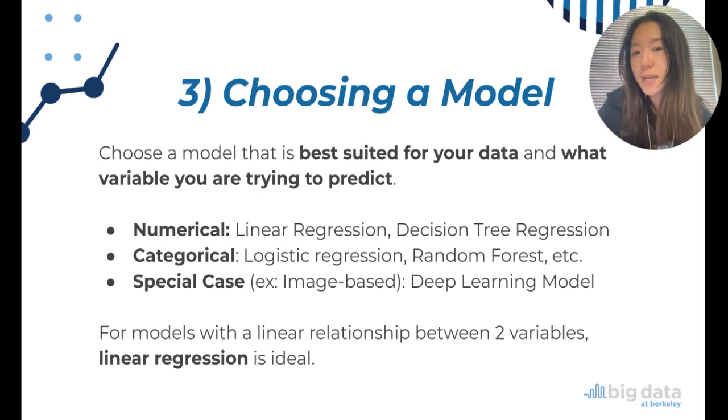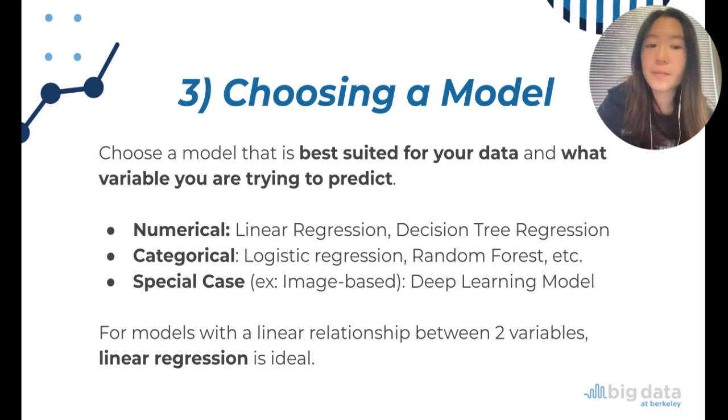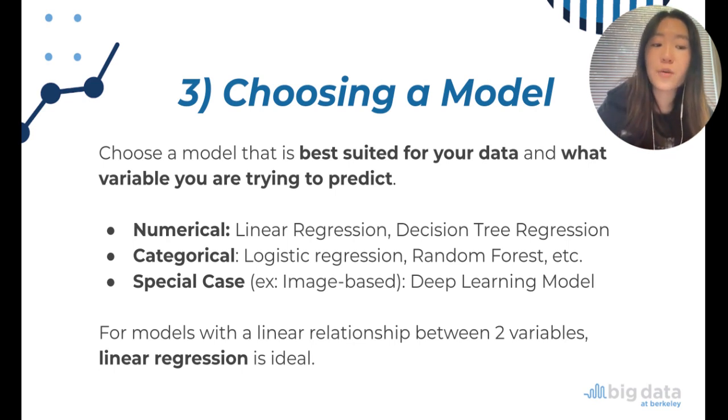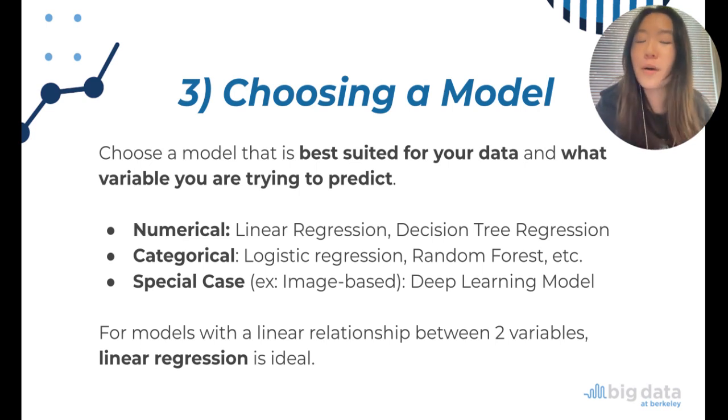So our third step is choosing a model. In this step, we're going to want to choose a model that's best suited for your data. Essentially, right now there's a lot of different models out there that data science has created in the past, and we need to find one that's best suited for our data set or best suited to answer our question. Maybe some models are better for numerical values and some are better for categorical data or text-based data. Each model has a different purpose.